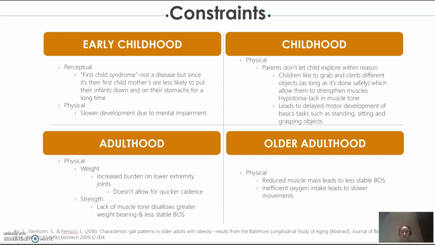Now, a physical constraint for older adults is reduced muscle mass, which leads to a less stable base of support, and the cartilage within the joints tends to not be as strong, so they can't hold as much. There's also inefficient oxygen intake, which leads to slower movements. For example, many older adults can't move as quickly or they get out of breath faster.